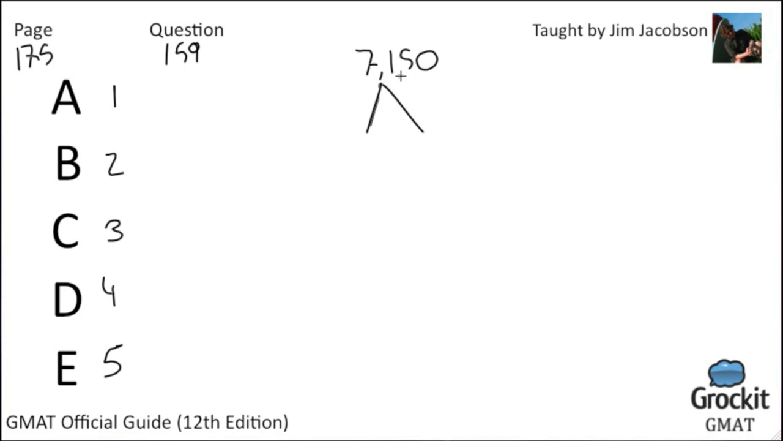It helps to be able to tell at a glance whether a number is divisible by 10, whether it's divisible by 3. You can tell if it's divisible by 3 if the sum of the digits adds up to a number divisible by 3. In this case, 7 plus 1 is 8, plus 5 is 13, so it's not divisible by 3. It is, however, divisible by 10 because it ends in a 0.